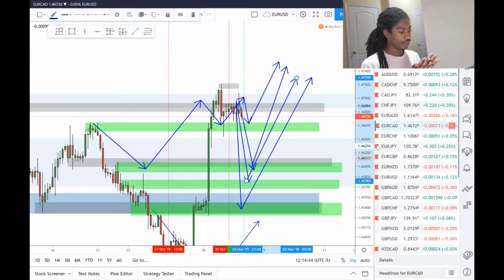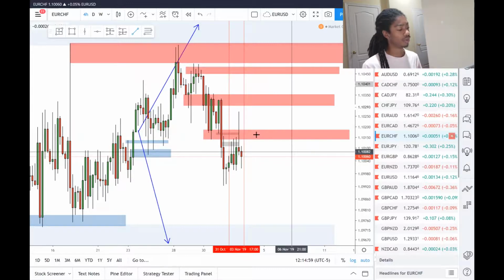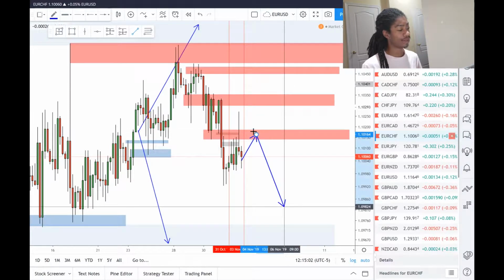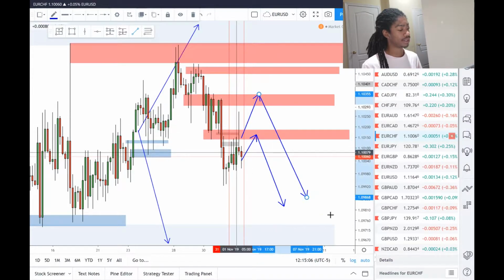Next, we then have the Euro Swiss. Now this pair is just like the other one, just vice versa in direction. We did already get a pullback here for last week, but I'm not going to be entering just on that. I do need another pullback to head back downwards. Things just as simple as this really.